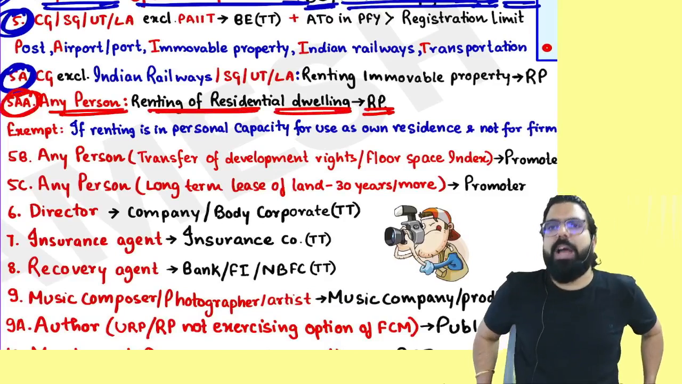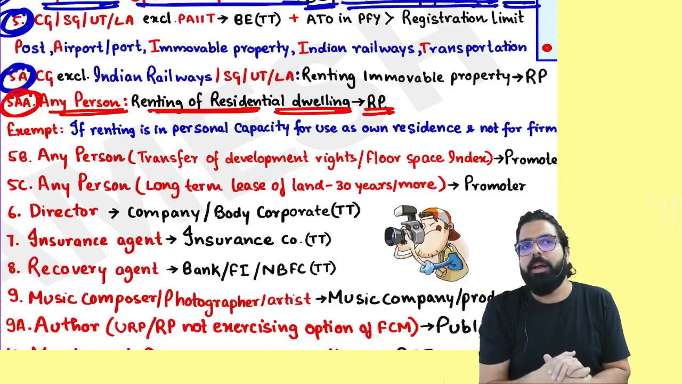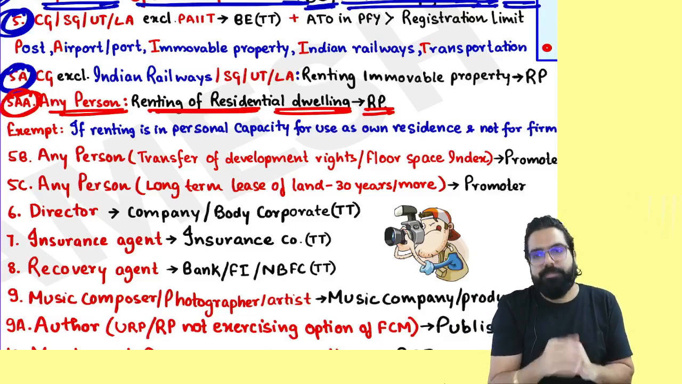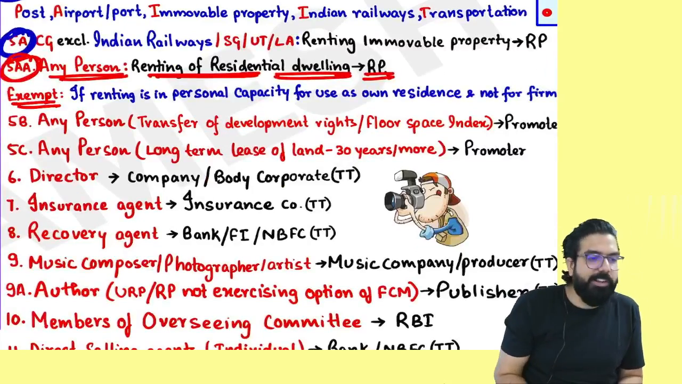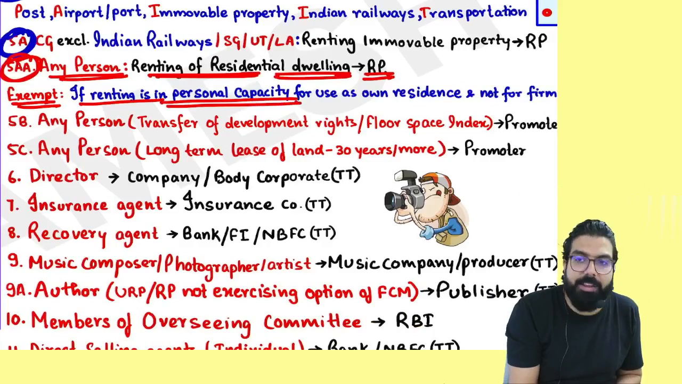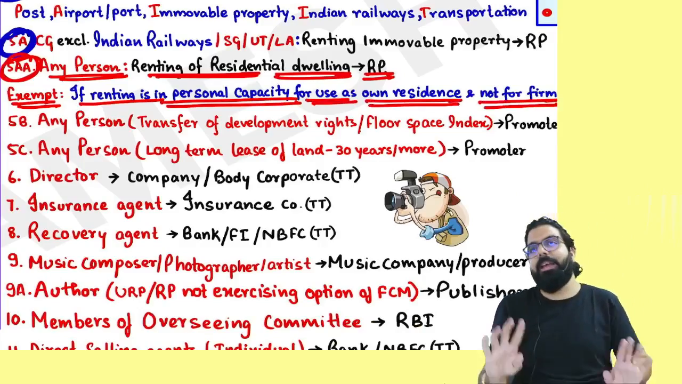Next, everyone, 5AA says any person renting of residential dwelling to whom everyone? Registered person. If I am renting my residential house to a registered person, I will pay the GST under RCM. Sir, what if I went ahead and rented out to an unregistered person? In the exemption chapter it is told that if renting is in personal capacity for use as own residence and not for the firm, it will always be exempted.